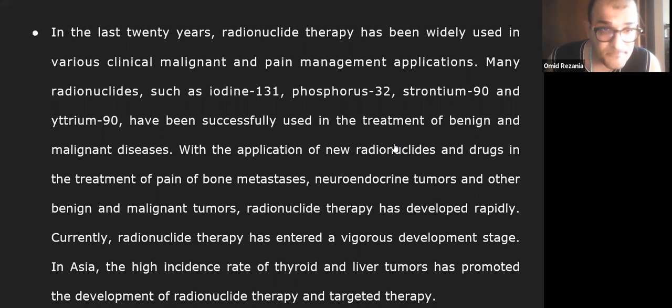Radionuclide therapy and also neuroendocrine tumors. These two words, I love them. It's so hard to pronounce them, but they are so interesting. Awesome. Thanks, Gloria, for the lots of knowledge you put in these slides.